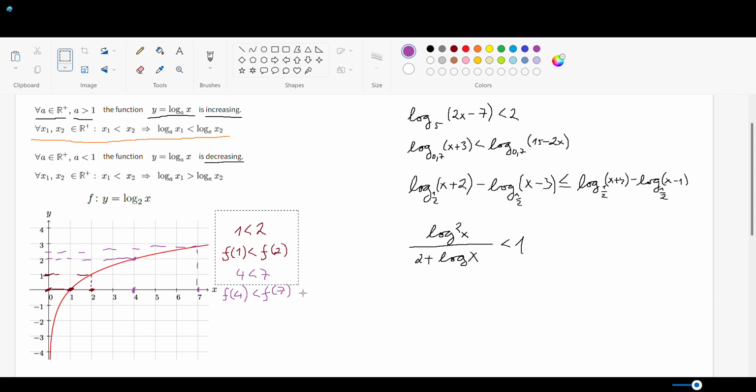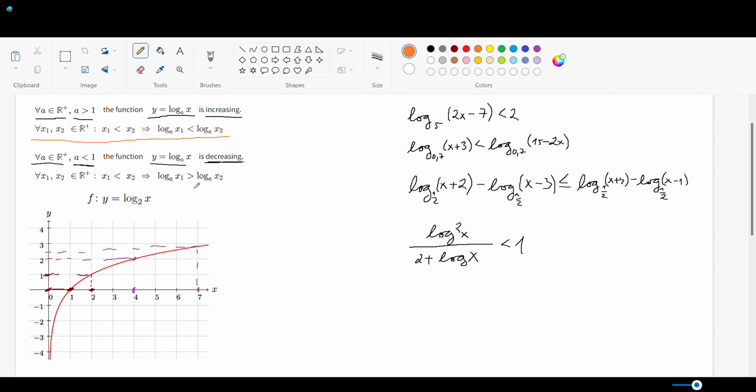On the other side, let me explain very quickly that if we have the base of the logarithmic function, and we know already that these are all positive real numbers, but if the base is less than 1, then the logarithmic function is really decreasing.